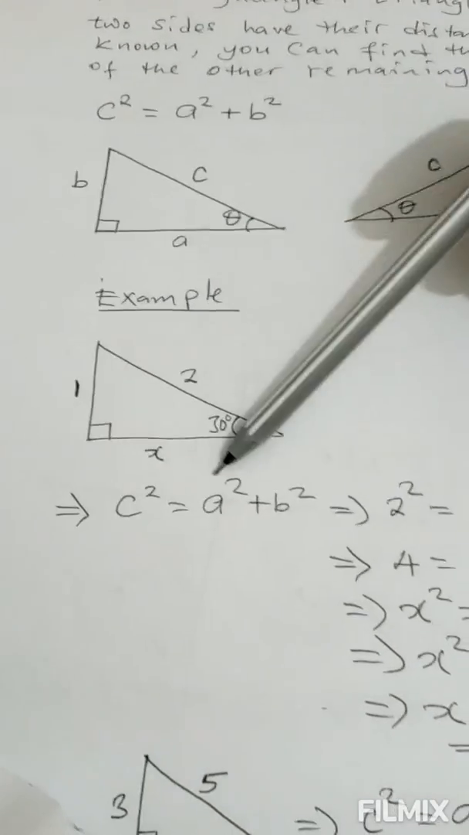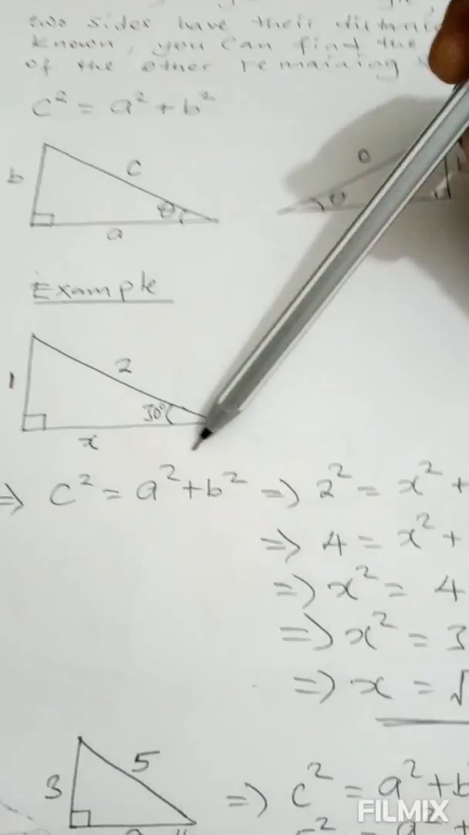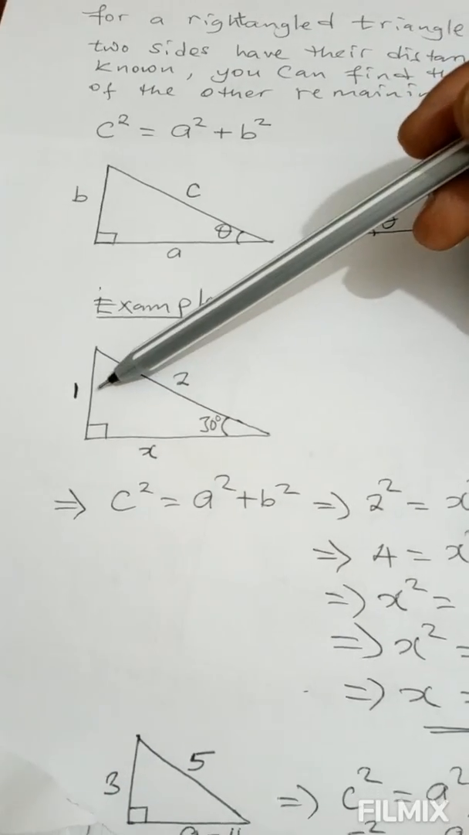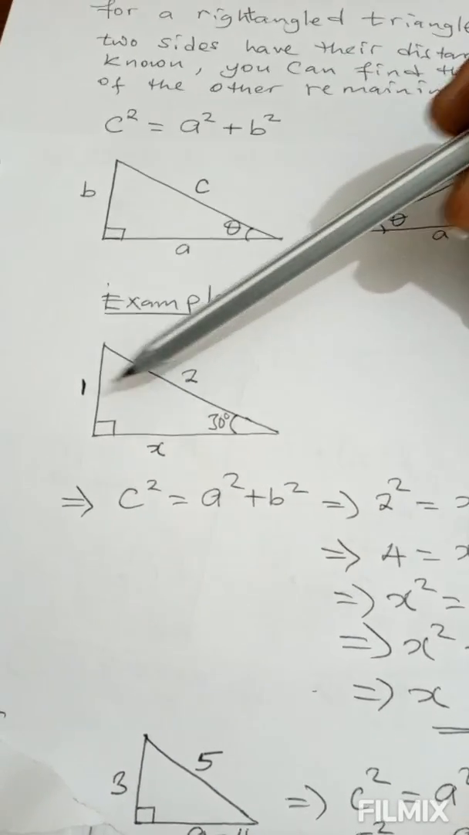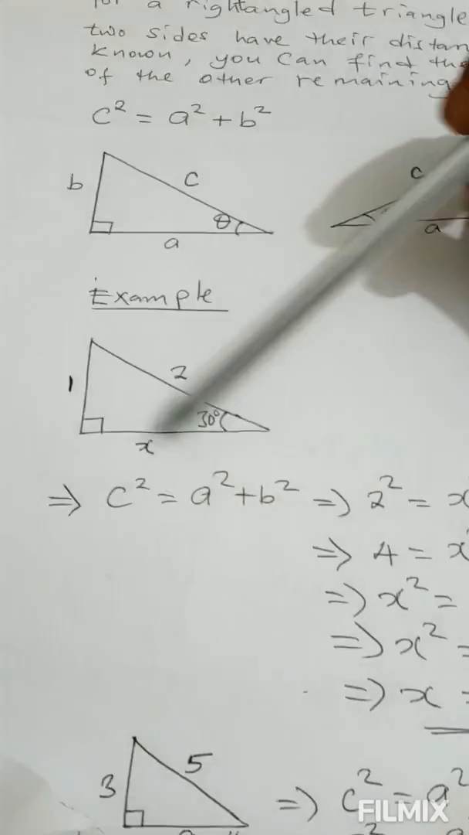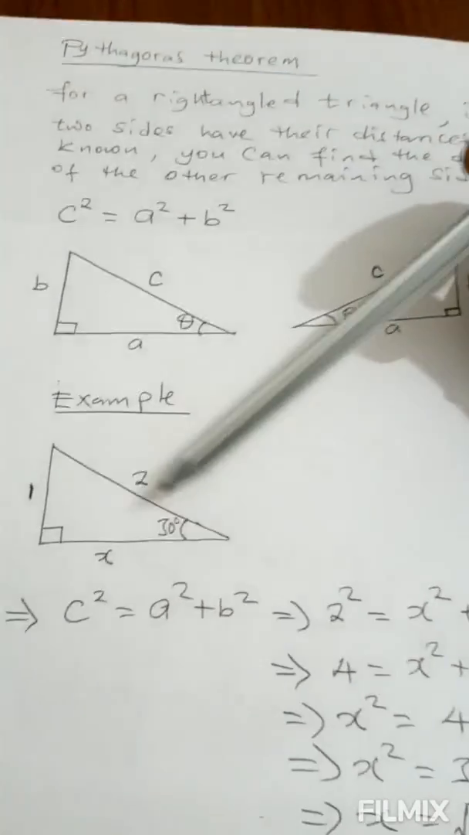Like we have a right angled triangle here. This is a simple one. We have the opposite side is 1, then the hypotenuse is 2, so we can find this side which is unknown, and we call this side x.